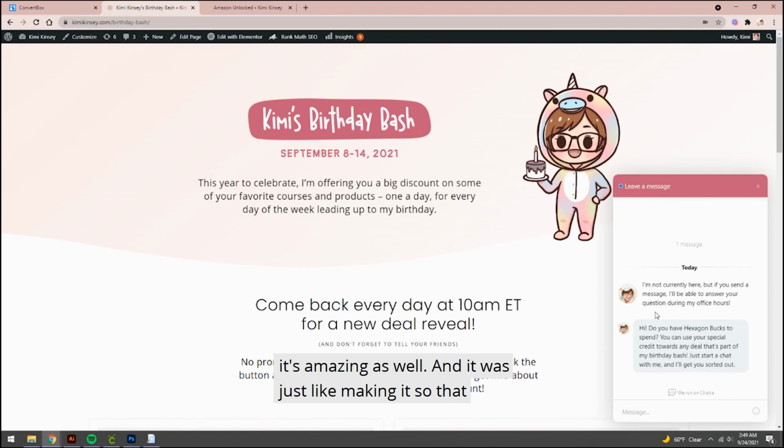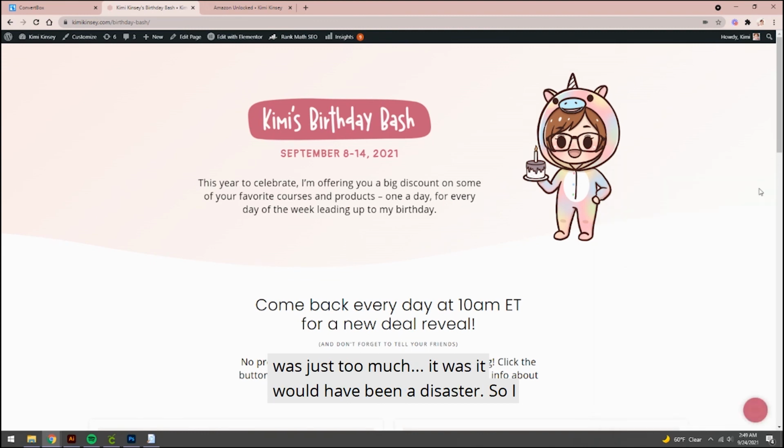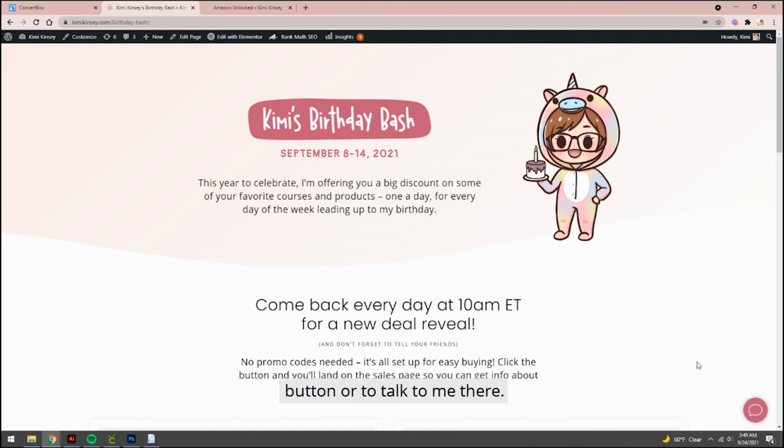It was just making it so that people had a point of contact. It would ask them if they had Hexagon bucks to spend. And I really preferred this during the birthday bash rather than people emailing me, because this was a lot easier for me to keep track of than all the messages that would happen in email, because it was just too much. It would have been a disaster. So I was really trying to focus on getting people to click that button or to talk to me there.